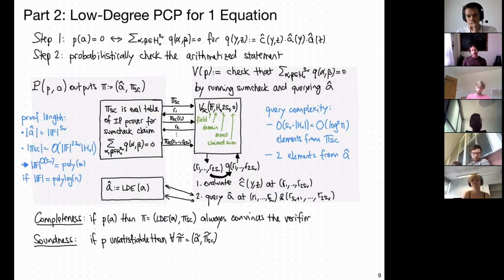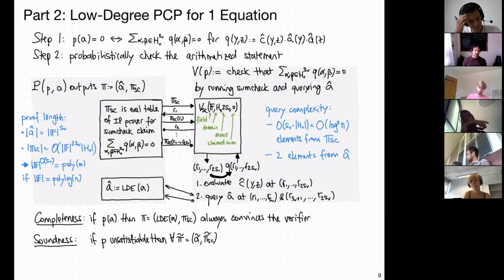Okay, and completeness, well, it's trivial, because if this is a low degree extension of a satisfiable assignment, and that's the honest prover strategy, then by definition there exists a choice such that the polynomial equals 0, and we're running this interactive protocol that is consistent, and so the IP would accept correctly, and we will accept the same.